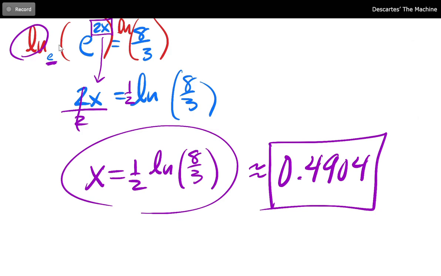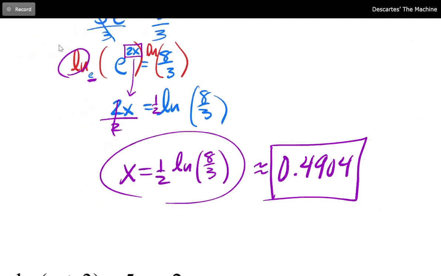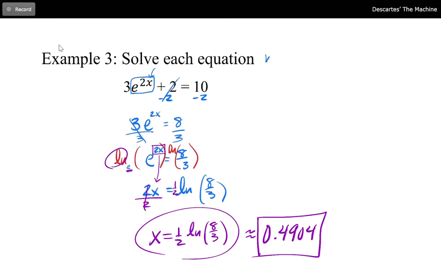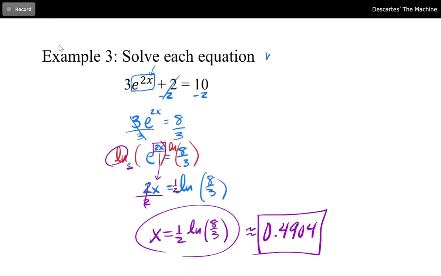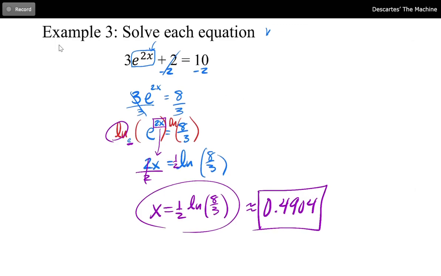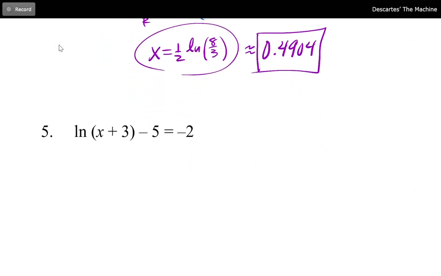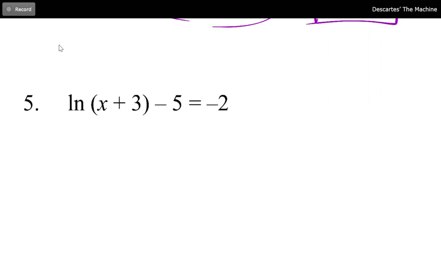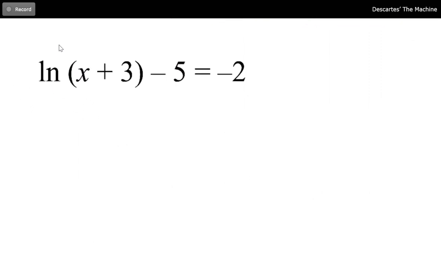Now let me do one more with you. That's solving if you start out with a base of e to an exponent. This is an exponential equation. How would you do it with a logarithm equation? So this is now natural log of the quantity x plus 3. Notice how the parentheses give you the argument of the logarithm, the power. Minus 5 is equal to negative 2.